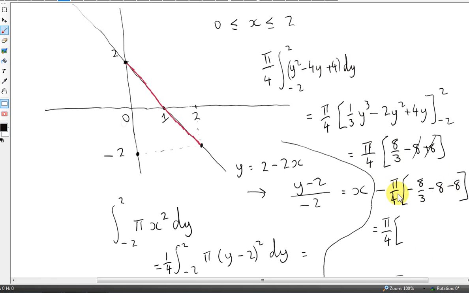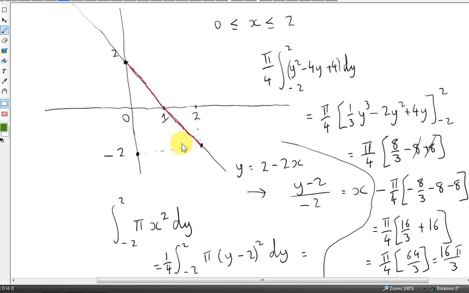We can take the pi over 4 out of this, and we have 8 thirds minus minus 8 thirds. Well, that's 8 thirds plus 8 thirds. That's 16 thirds. And we have minus this here, that's plus 16. 16 is 48 over 3. 16 plus 48 is 64. So we get 16 pi over 3.